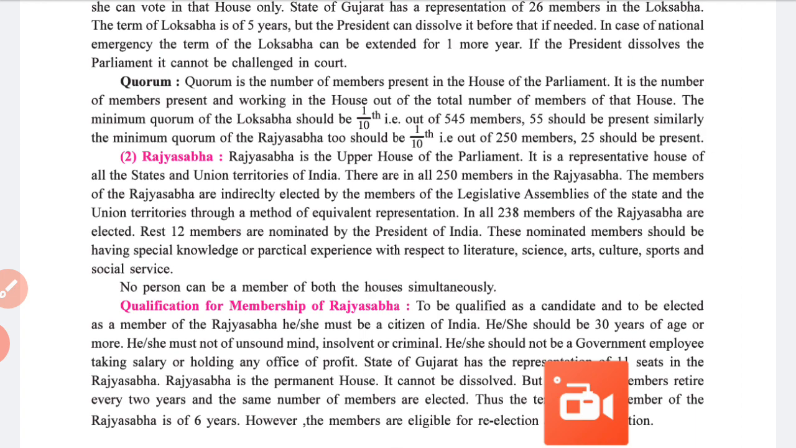These nominated members should have special knowledge or practical experience with respect to literature, science, arts, culture, sports and social service. No person can be a member of both the houses simultaneously, means at the same time. One person can be a member of only one house, not of both houses.